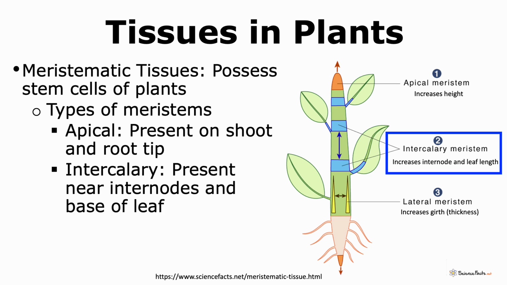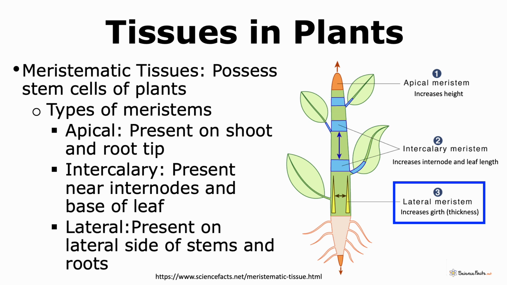The second meristem is the intercalary meristem, which is present near the internodes as well as the base of the leaf. It allows the internodes to increase in length as well as for the leaves to elongate. The lateral meristem is present on the lateral side of stems as well as roots. It helps with increasing the girth or the thickness of the stem and the root.